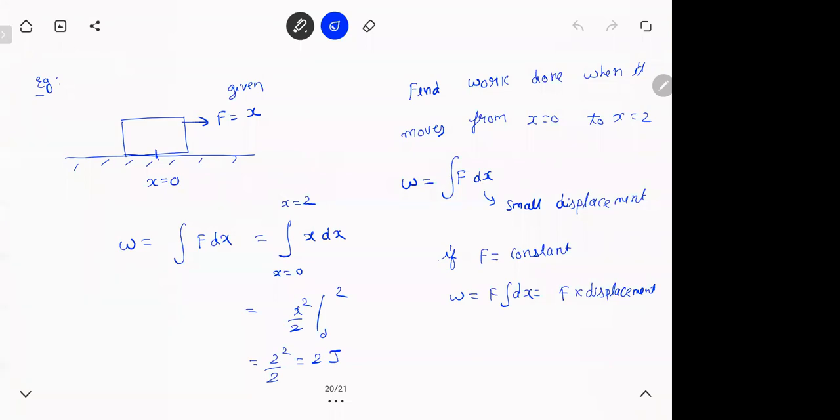There is a block on the floor where the force is equal to X, meaning X is the X coordinate. The more you travel, the more force you get. Initially at X equal to 0, force is 0. X is equal to 1, force is 1. X is equal to 10, force is 10. Force is increasing like that. So the question is, what is the work done by the force when you go from 0 to 2? Clear? Now the problem is that from 0 to 2 force is changing.